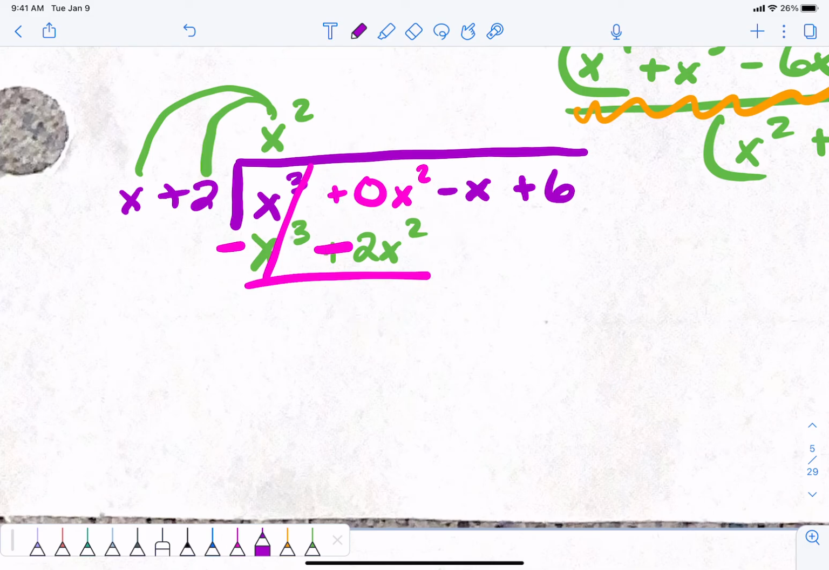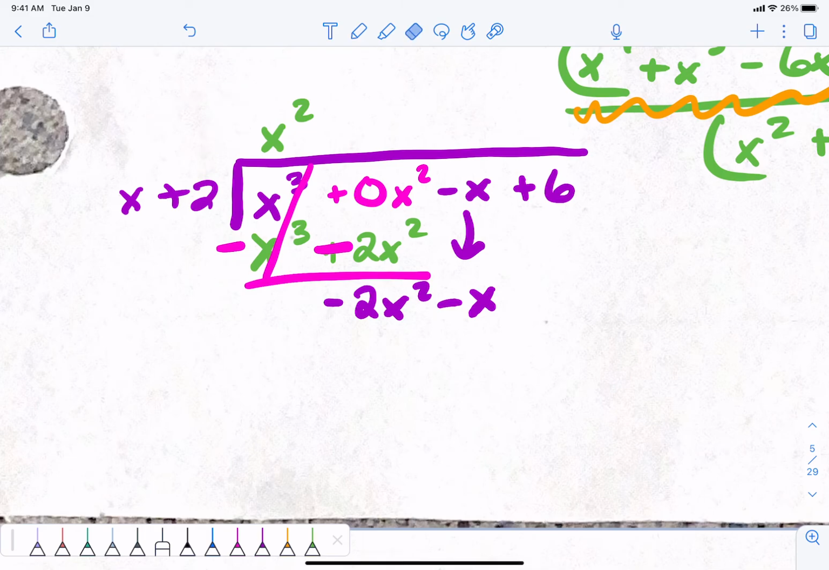Should we continue this problem or not? Nah? Yes. Yes? Keep going? Okay, it's not going to be too long of a problem.